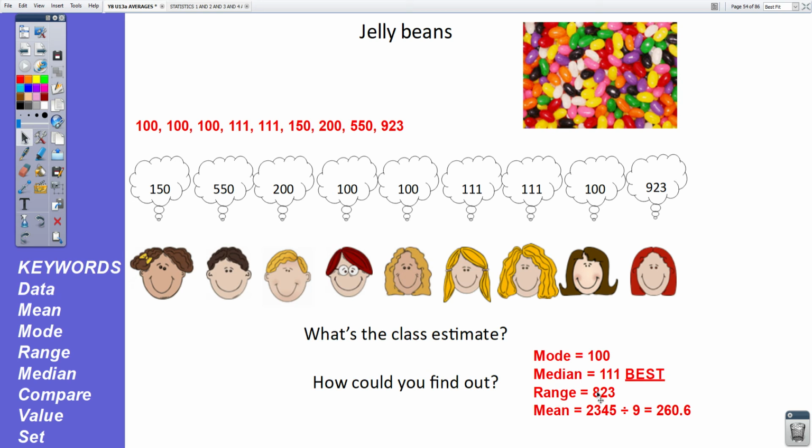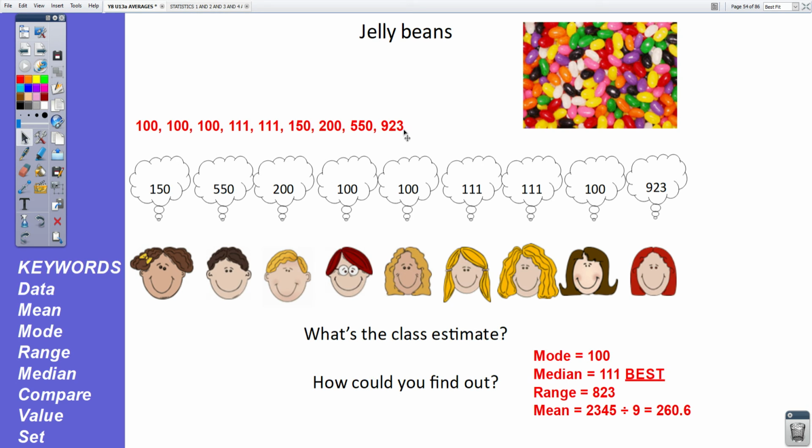Similarly, the range, 823, because of this one-off extreme value over here, this outlier, is not an appropriate number to use for the class estimate. The mode isn't too bad. These 3 numbers all down here, all being 100, wouldn't be too bad an answer.